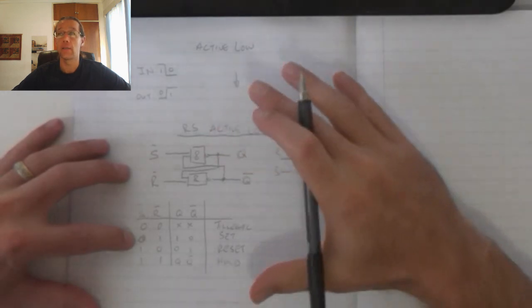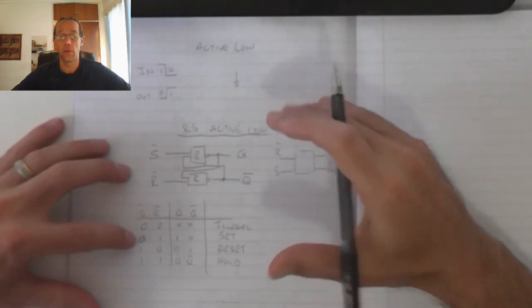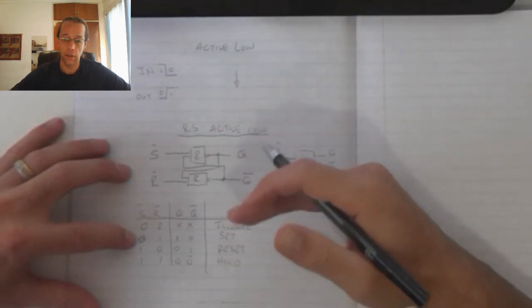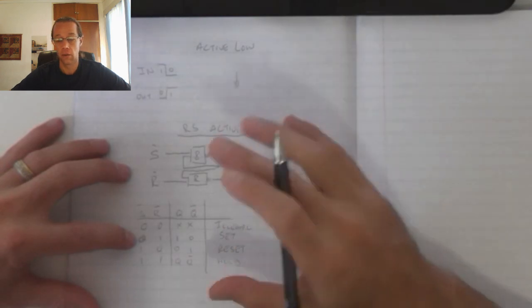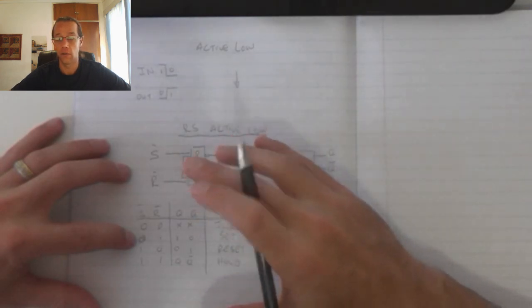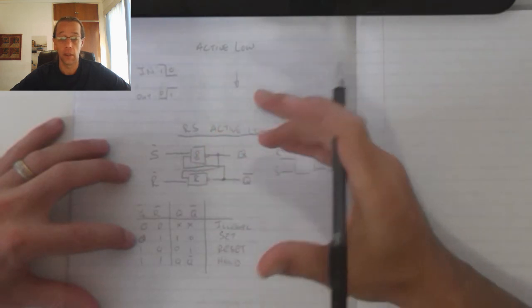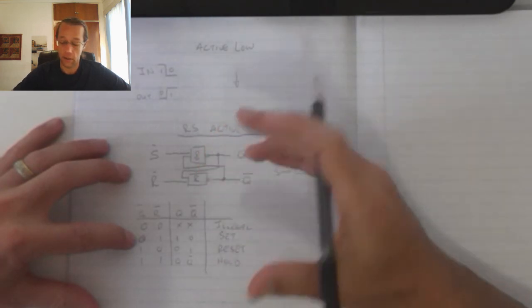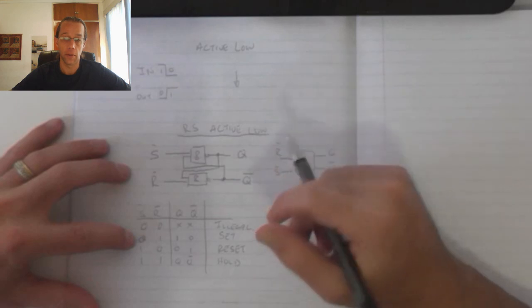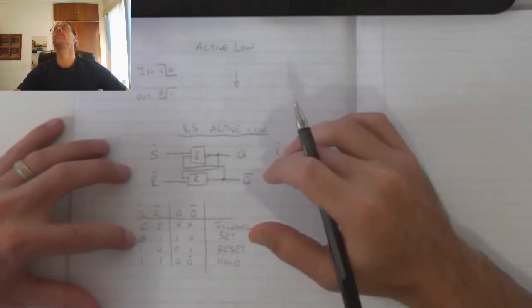When looking at these, it's best to look at them as a consecutive process. So first put it in the set, then go into the hold stage, and then go into the reset, and then maybe go into the illegal state to see how that is going to influence the operation.